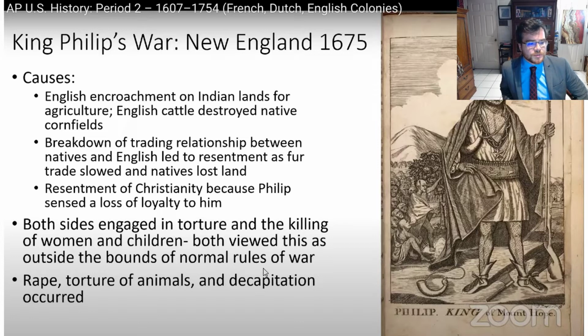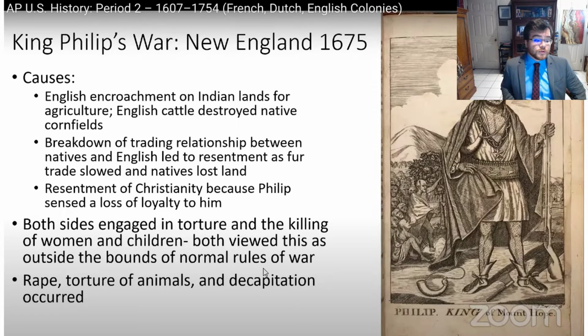Breakdown of trading relationship between natives and English led to resentment as fur trade slowed and natives lost land. So economics, battling over resources, it's going to lead to resentment, it's going to lead to hostility. The resentment of Christianity because Philip sensed the loss of loyalty to him. So the natives, they're not going to want their culture to be infringed upon, much like any of us wouldn't want an invading force to force their views upon us, right? So it's going to be a fight over culture. It's going to be a fight primarily over resources, primarily over land.